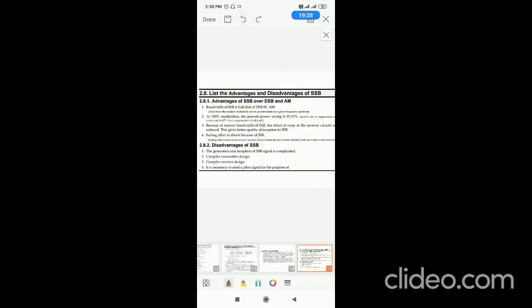Disadvantage of SSB: it's complex. The generation and reception are complicated because you need to remove and add several things. Receiver design is also complex and you need to send a pilot signal.